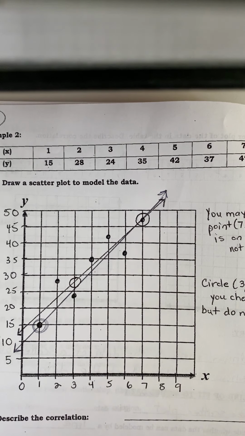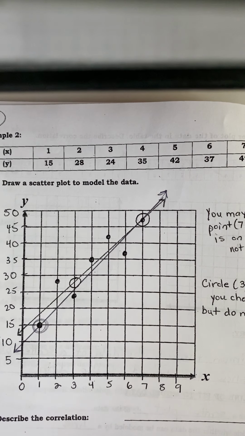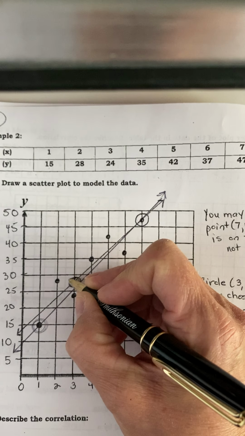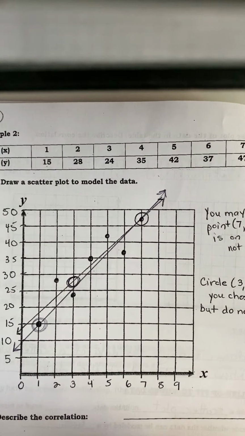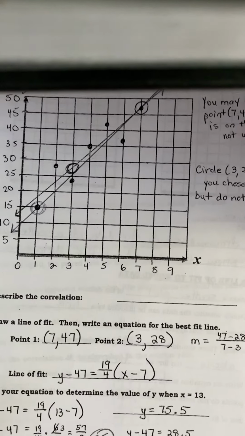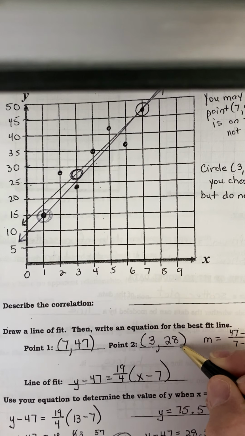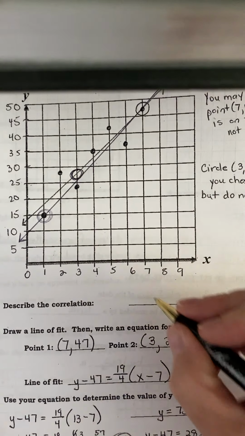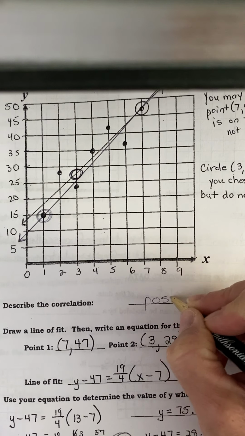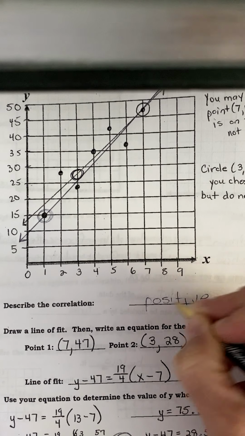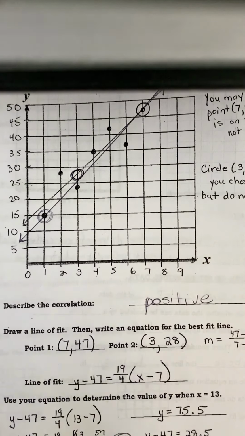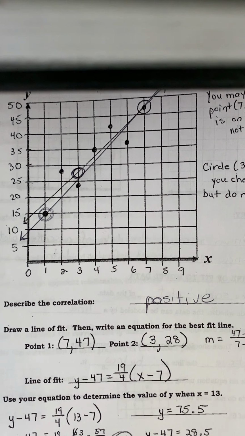But since that isn't what I did, we're going to use this point, which I said was 747, and this point, which is 328. So how would we describe this correlation? This correlation is positive. Once you have decided where to draw your line of fit, you pick 2 points on the line and you come up with an equation.